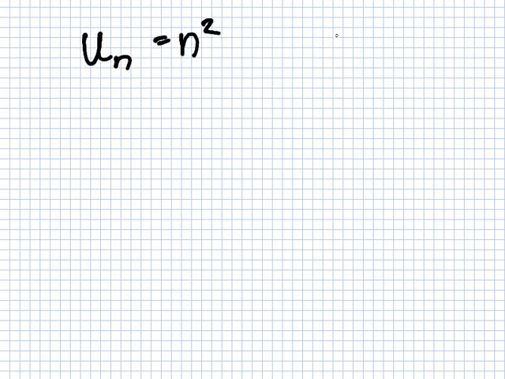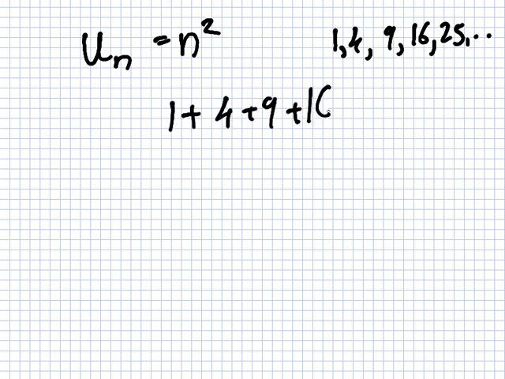So last week we saw that we can use a formula to write down our sequence. So for example, u_n equals n squared. That would be the sequence 1, 4, 9, 16, 25, etc. If you wanted to write something like this, 1 plus 4 plus 9 plus 16, you can write it shortly using this notation.